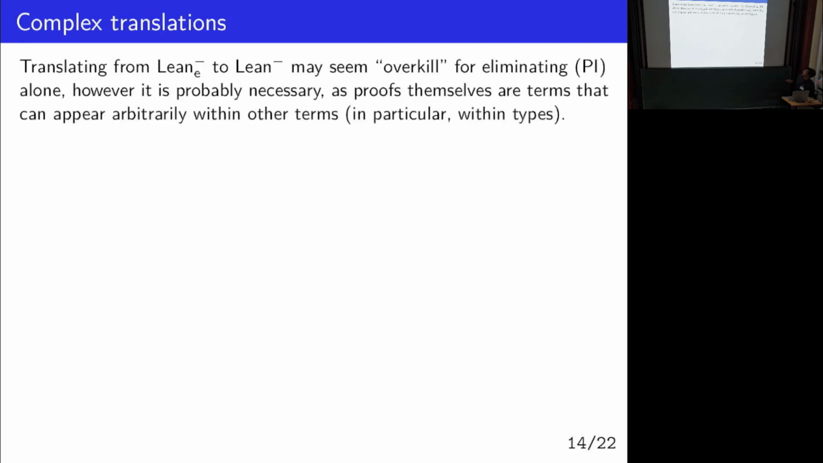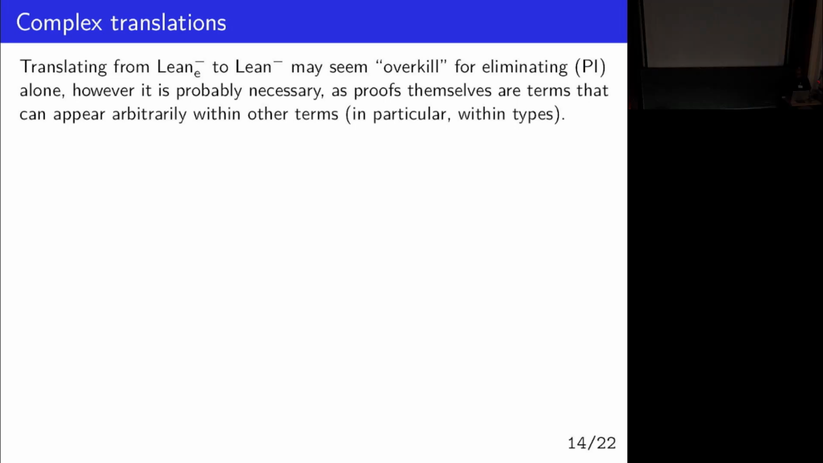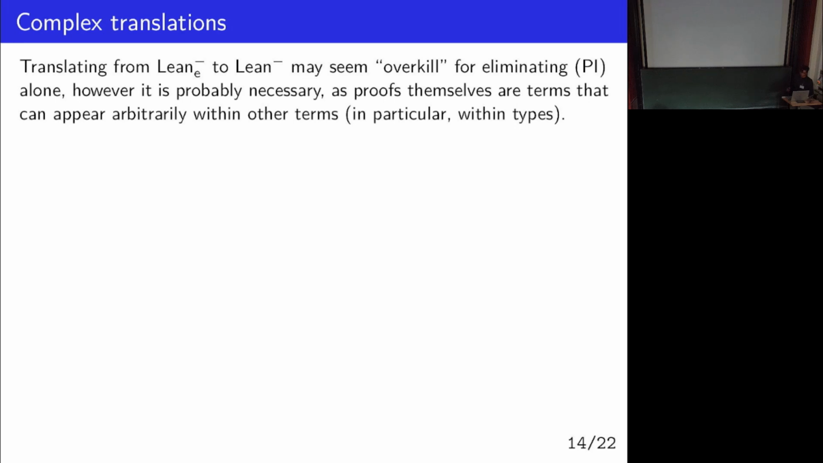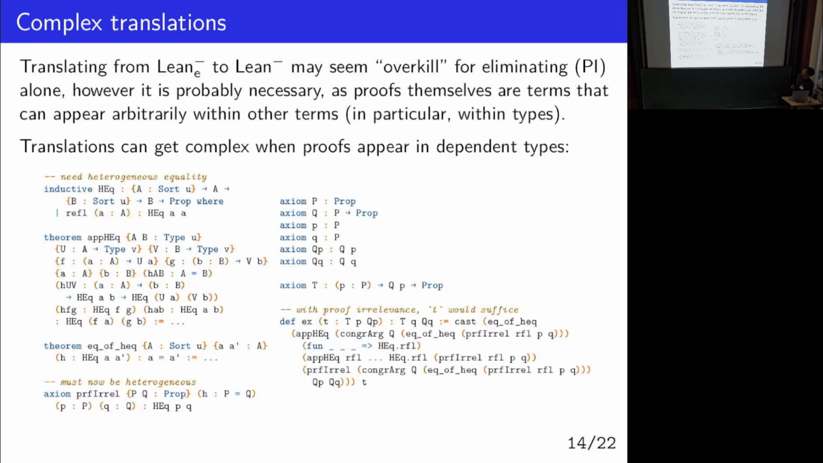So at first glance, this may seem like more work, if we want to translate from a fully extensional theory to Lean minus rather than from just Lean to Lean minus. But in fact, I have a strong suspicion that it's necessary, because the proofs in Lean can really appear anywhere in terms, and in particular within types. And translations, we can see with this example, can already get quite complex when that happens.